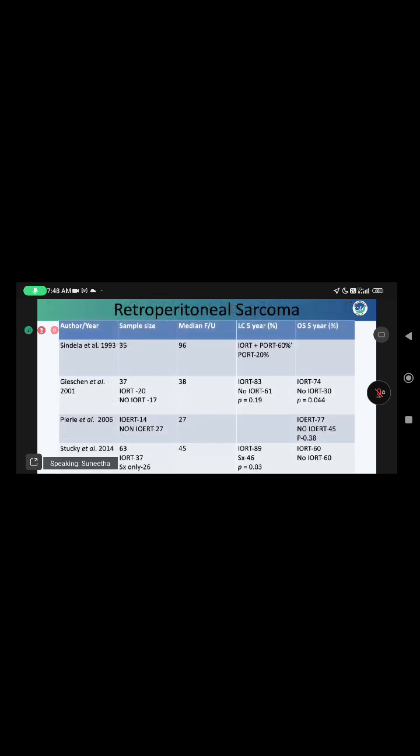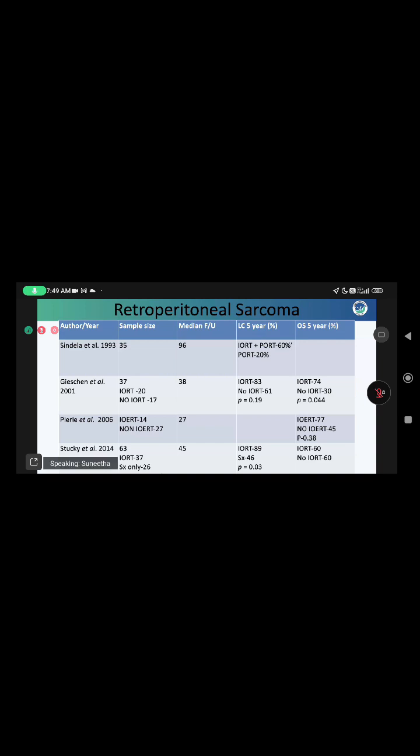In retroperitoneal sarcomas, this is the region where IOERT has proven beyond doubt, even in terms of overall survival. With the addition of IOERT to the surgery, there is a drastic difference in the 5-year local control. For example, in one of the studies, it's 20% versus 60% with the addition of IOERT. And we have even seen an overall survival benefit in case of retroperitoneal sarcomas.